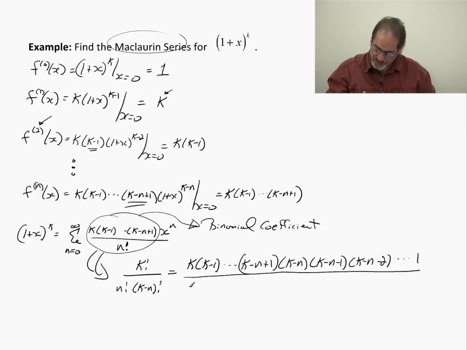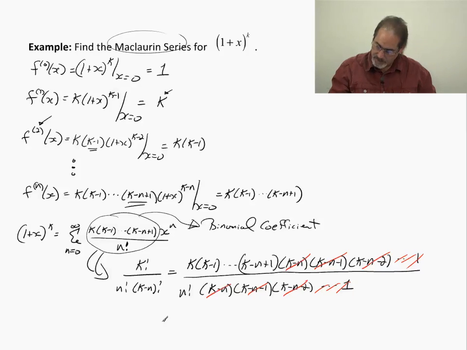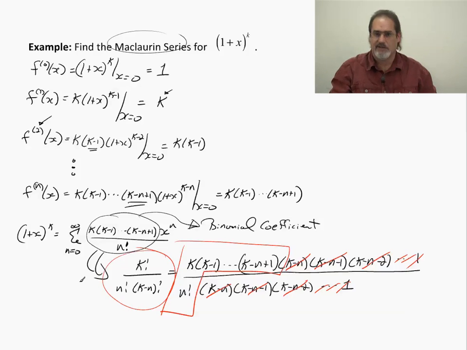On the bottom, I have n factorial, which I'm just going to leave there. Then (k - n) factorial. Well, that's (k - n) times (k - n - 1) times (k - n - 2), all the way down to when I get to 1. Now, if you look at these, all of these are going to cancel: k - n - 2 right there, k - n - 1 right there, k - n right there, and that leaves me with exactly what I started with. So this is like a shortcut to represent all that other stuff.